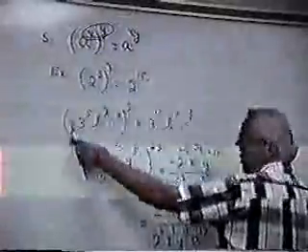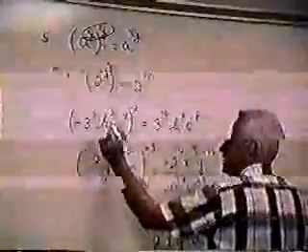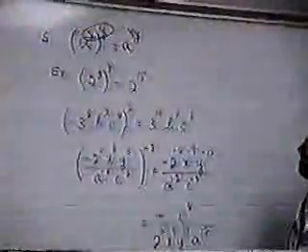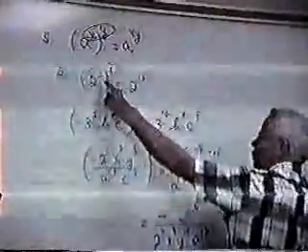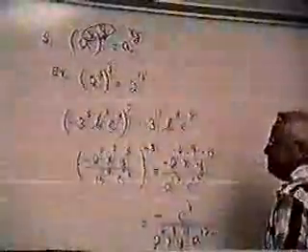Now, that is not a subtraction sign. That is a minus sign. You must know the difference. If I put that sign between here, it becomes a subtraction sign. When it's out in front, it's just a negative sign. All right, so the rule is if you raise a power to a power, you multiply the powers.